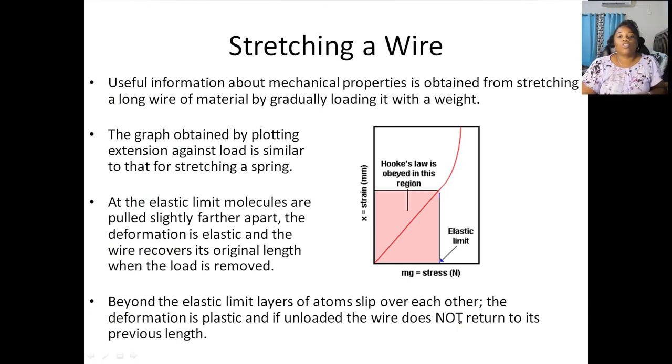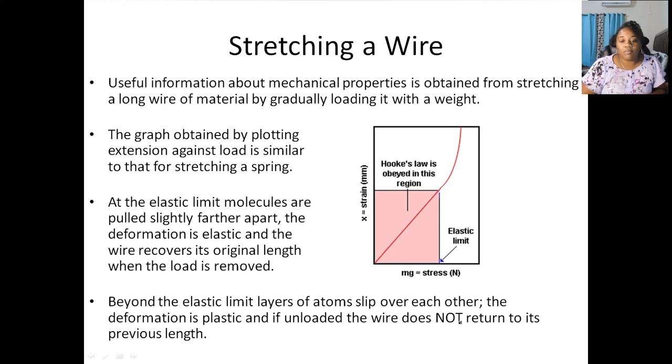Stretching a wire. We do this often to prove Hooke's law, where wires are used as springs. Most times, we want to determine the elastic limit, so we stretch the spring out, or we just want to see how the extension of a spring varies with the load being added to it. From there, we usually want to calculate the spring constant of the spring. Useful information about mechanical properties is obtained from stretching a long wire of material by gradually loading it with a weight. The graph obtained by plotting extension against load is similar to that of stretching a spring.